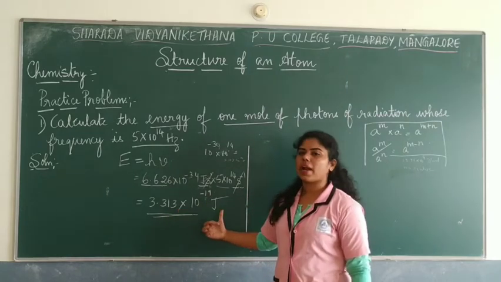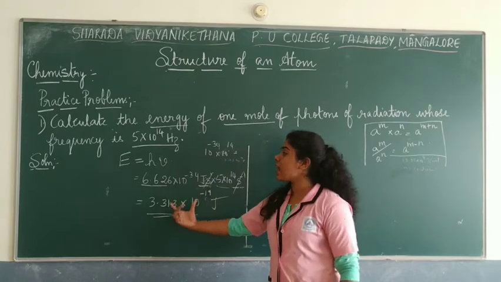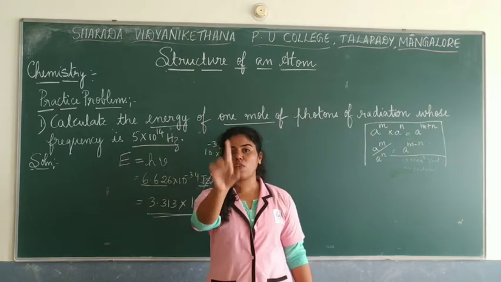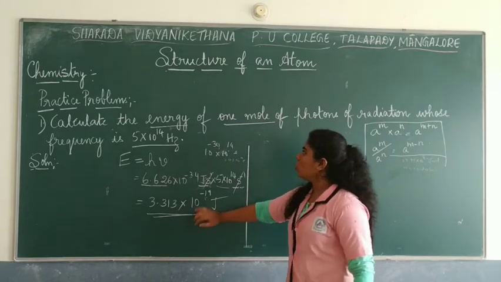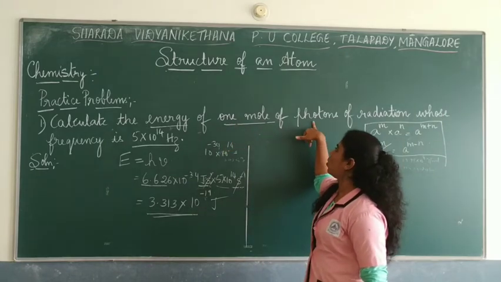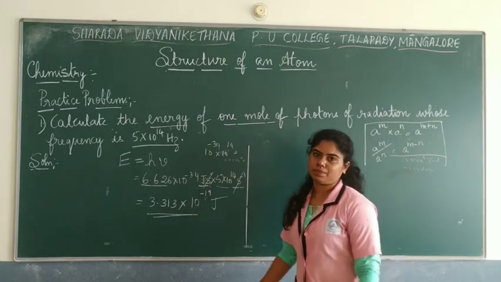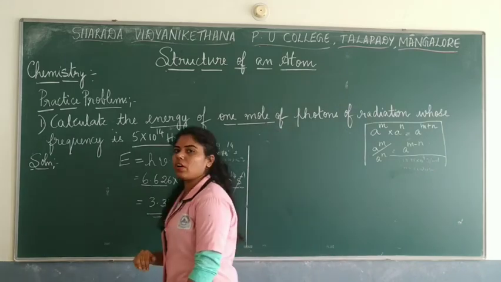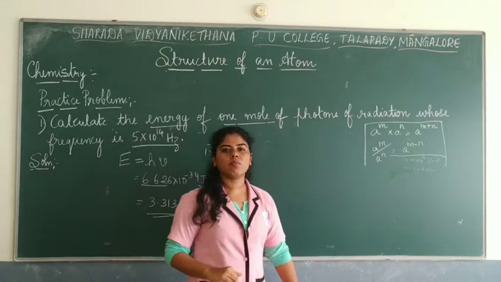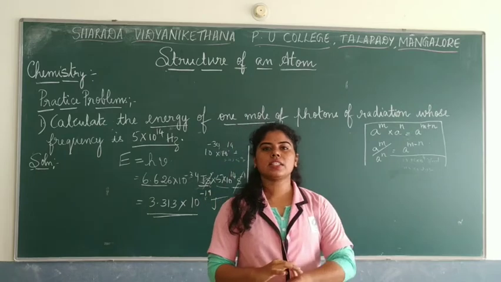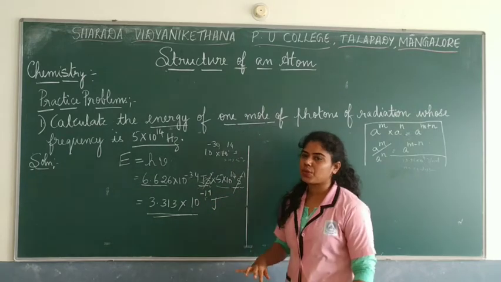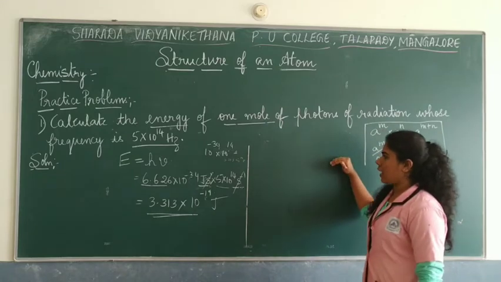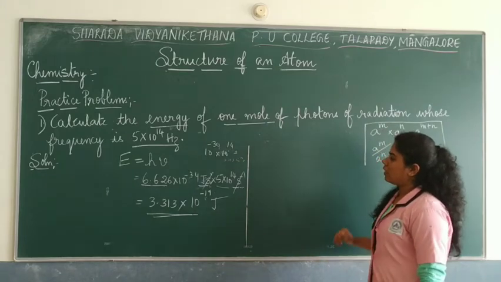3.313 into 10 to the power minus 19 joules is the energy for one single photon. Okay. Now what you have to do? For 1 mole of photons, what's the energy? Right. So what's 1 mole? It is the Avogadro number. How much is it? 6.022 into 10 to the power 23 mole inverse, or per mole.